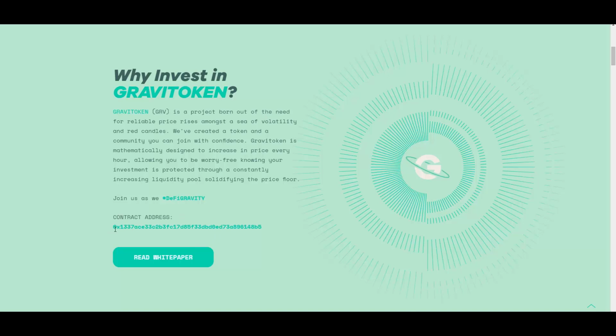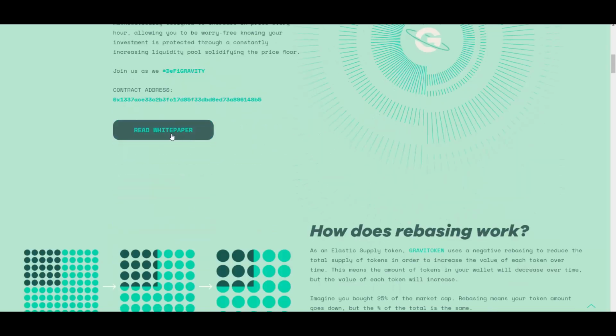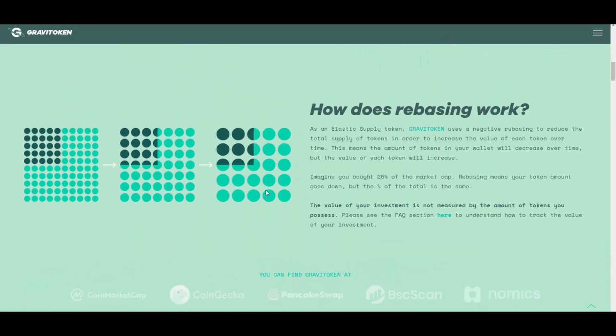So here is the contract address. Cool enough, it has 1337 here as well. They also have a white paper, which is on Medium, so we can go over that in a second. You might ask how this rebasing thing works. That's how they can achieve this price growth. It's explained here, let me read it out for you.